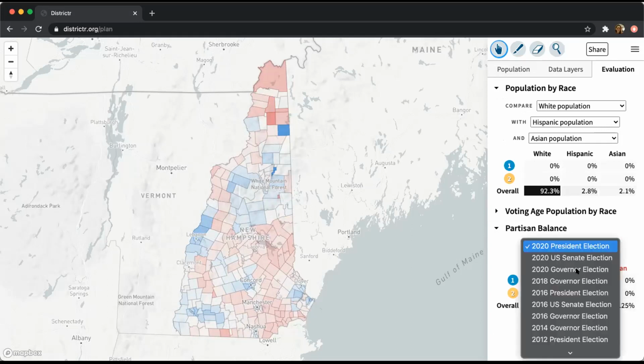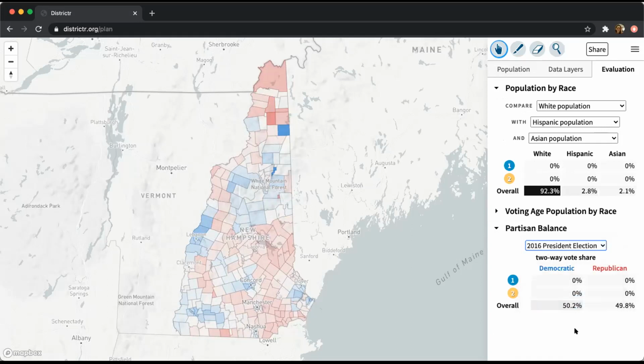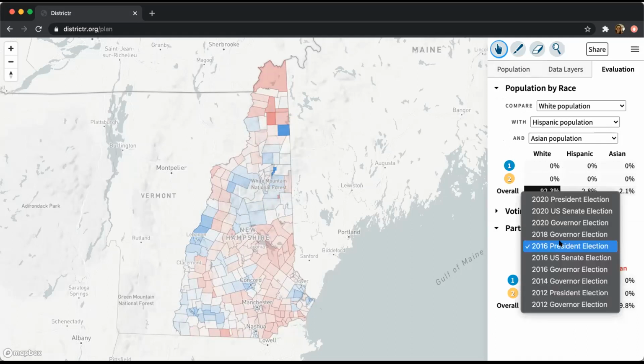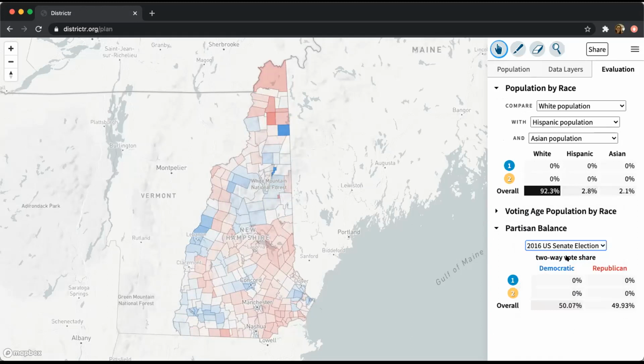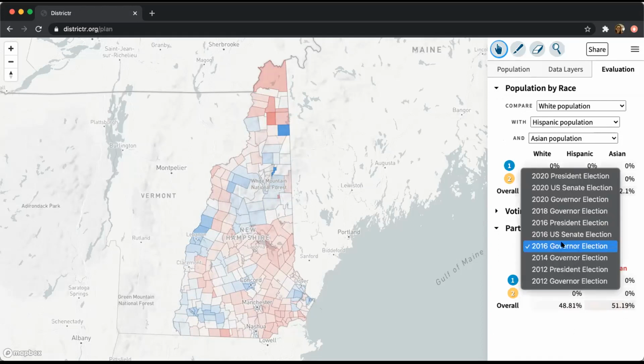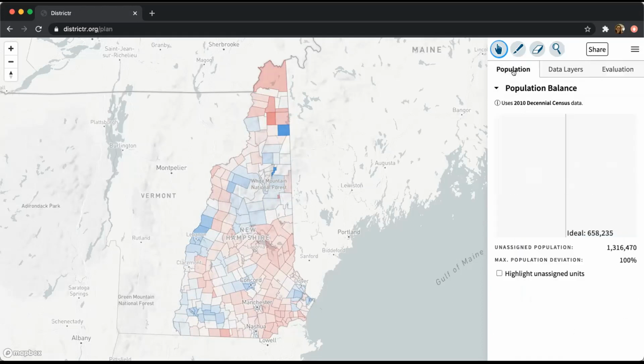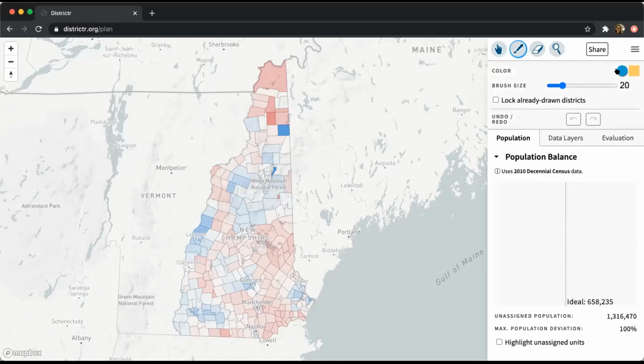Okay. So here's my challenge for you. So look at, for example, the 2016 presidential election. You'll see that the Democratic vote share in New Hampshire was 50.2%. Republican was just under 50%. And if you prefer a slight Republican advantage, you can go to the 2016 governor election, which is a slight Republican advantage. And so I'll go to president. Here's what you can do. Here's the fun part. So grab your paintbrush, which is in the blue right now, and make some districts.